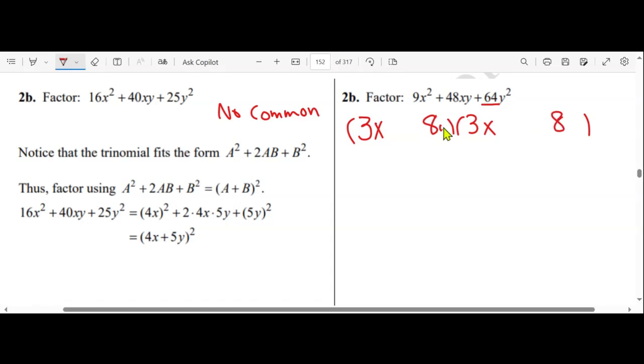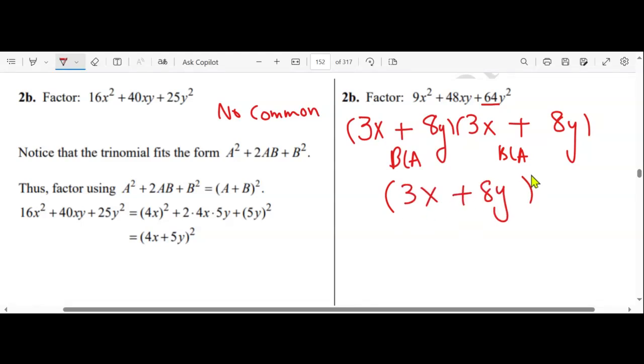Y squared is what by what? Y by y. What about the plus? Both of them plus. Do you have same signs or different signs? Same. So what's your final answer? 3x plus x squared. Yeah, squared. Very good. Is this clear?